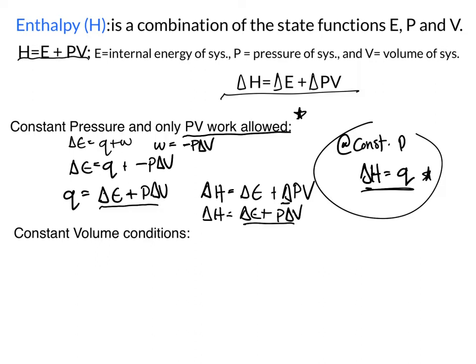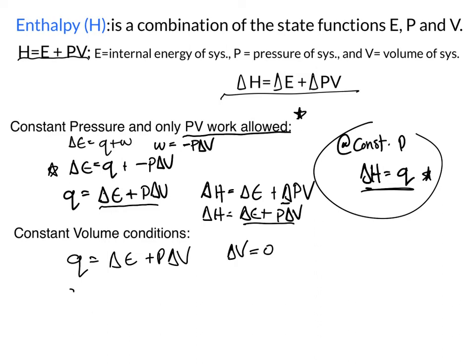So if we go ahead and we take a look at constant volume conditions, if we were to once again utilize our equations that we see up here, we would get that Q is equal to delta E plus P times delta V. Okay, now in this situation, constant volume conditions, basically the volume of your container is not going to be altered through the process. What that means is that I have no change in V. So change in V in this constant volume condition is going to be equal to 0.